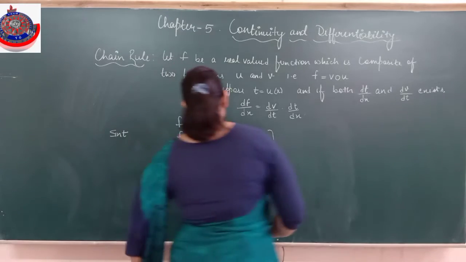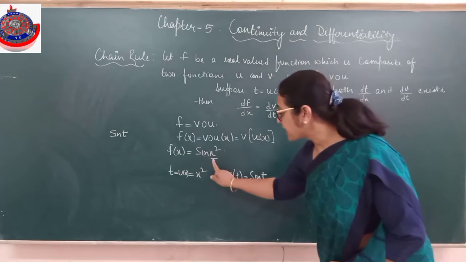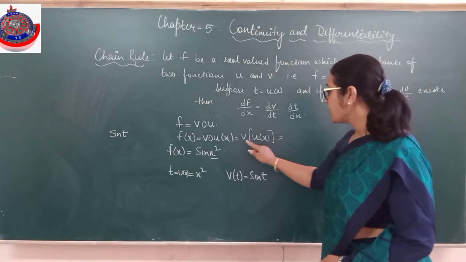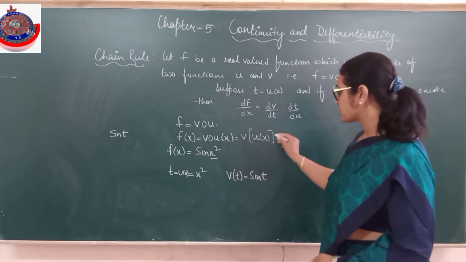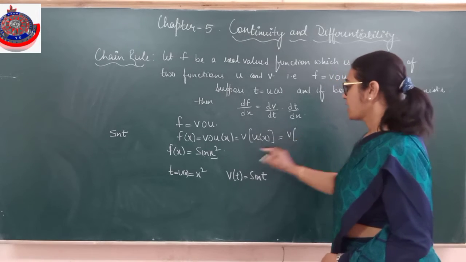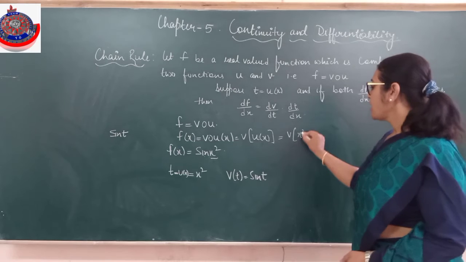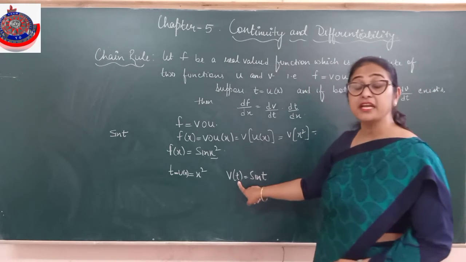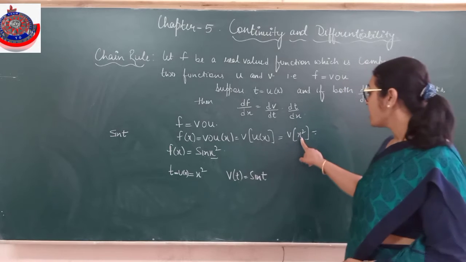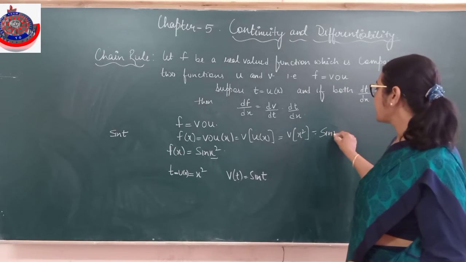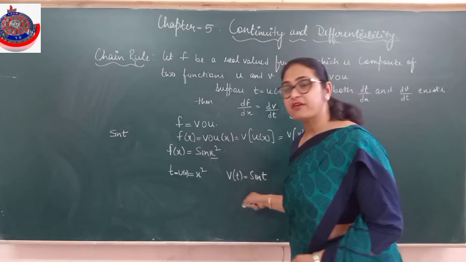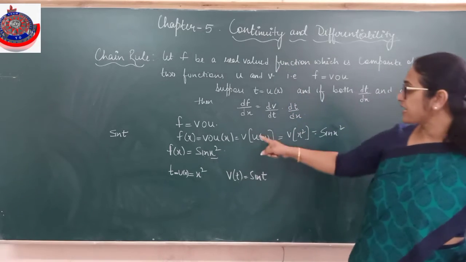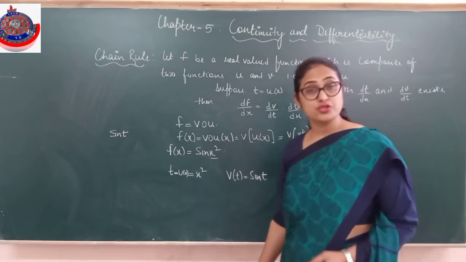Clear? अब देखो composite function क्या, इन दोनों को combine करके can I get the same thing? Put the values here. v of u of x. What is u of x? u of x is x square. Now I need to find out v of x square. That means जो v है वहाँ पर whatever I need in the place of t, I need x square. v of x square will become sin x square. That means if I am taking the composition of these two functions, I get the same function that is there in the question.